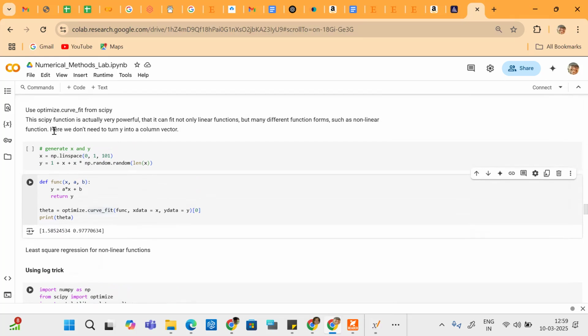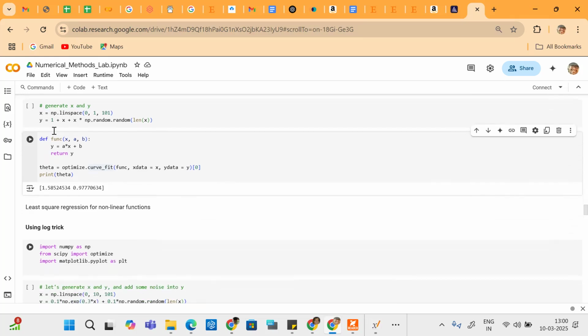Yes, optimize.curve_fit. That is another way. Here you are optimizing your data and the regression line. You can see this is the random set of data, and you are trying to define that linear relationship, that is y equals ax plus b. Then theta is equal to optimize.curve_fit with the function and this data set. Then it gives you W0 and W1. So this is all.